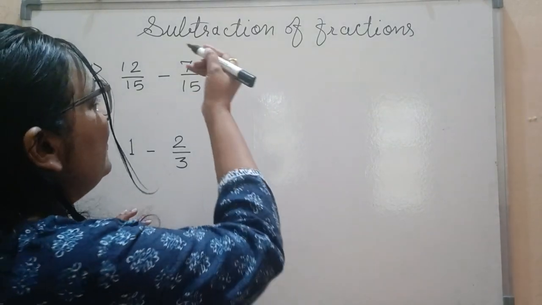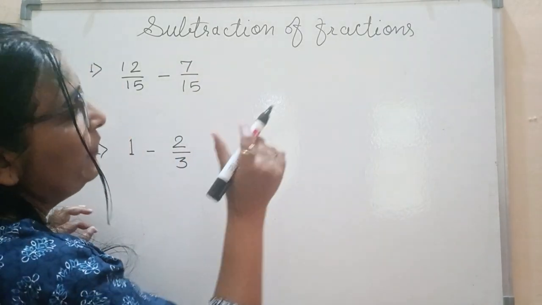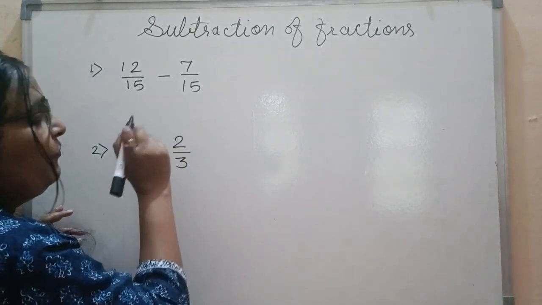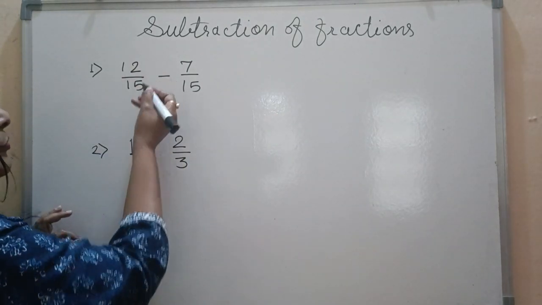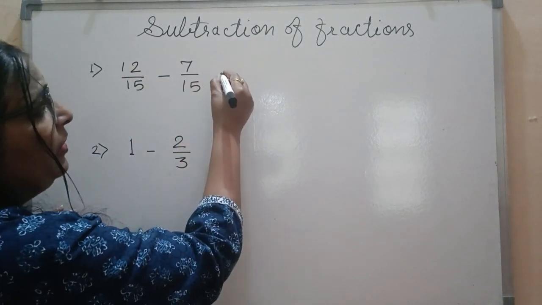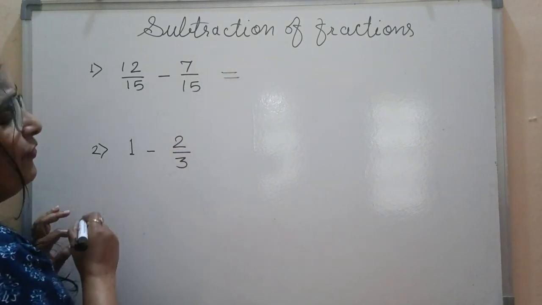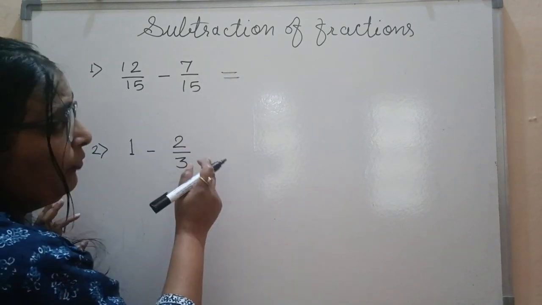Hello everyone. Let's see the subtraction of fractions. First we will see subtraction of like fractions. First example, 12 by 15 minus 7 by 15. As these are like fractions, denominators are equal.